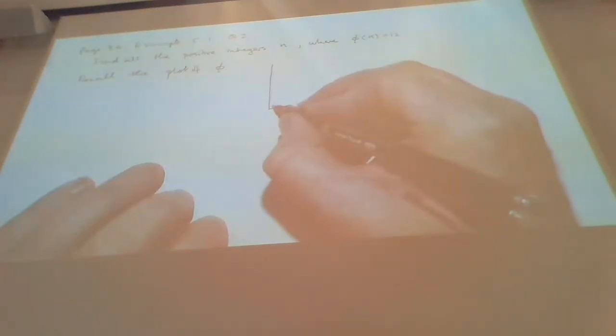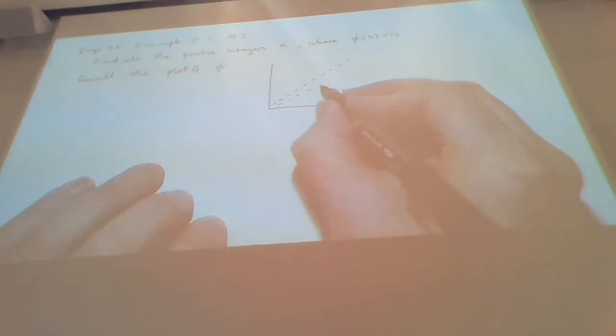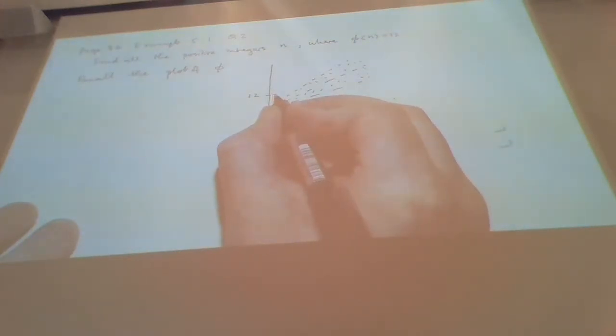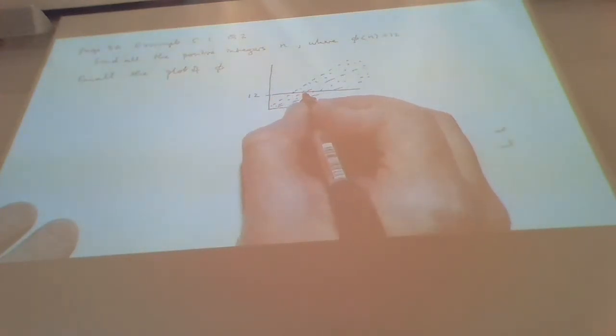But remember, it was a cloud of dots. Remember this kind of picture I was showing you for the plot of the Euler phi function? It was this kind of fan of dots fanning out from the origin. So somewhere here we have 12, and so maybe there are some number of dots along that line, some number of integers where phi of n is 12.